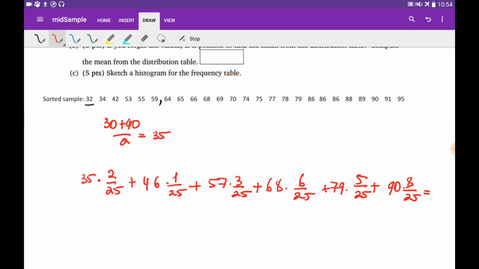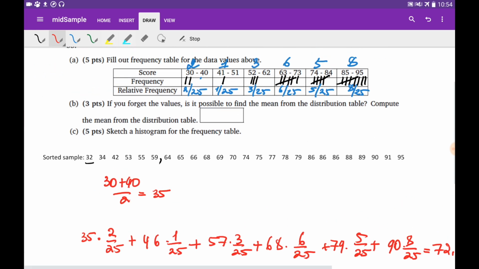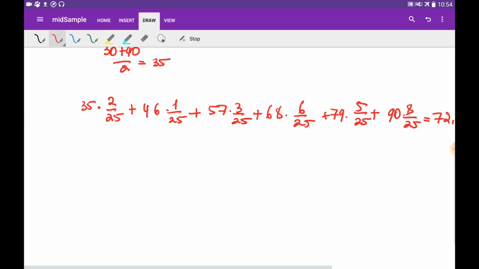So if we multiply all of these terms and add them, we are going to get 72.4. So we can approximately find the mean of these 25 numbers without having them, if we just have the frequency table. And in the last part, we need to draw the histogram of this frequency table.